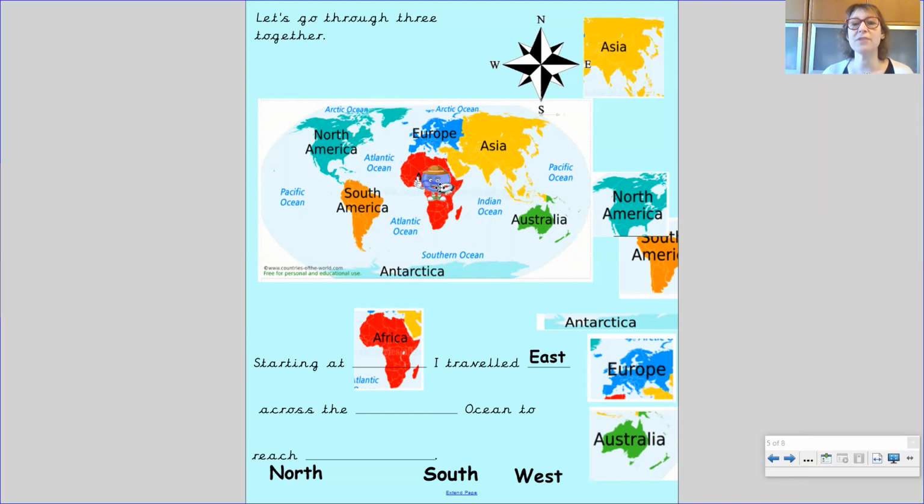To travel east, the first thing he's got to do is jump off Africa, and he's going to land with an almighty splash in the Indian Ocean. So can I write Indian there? He's going to land in the Indian Ocean. And Indian needs a capital letter because it's the name of the ocean. Once he's swum across the Indian Ocean, doing a little bit of side stroke, he is going to end up in Australia.